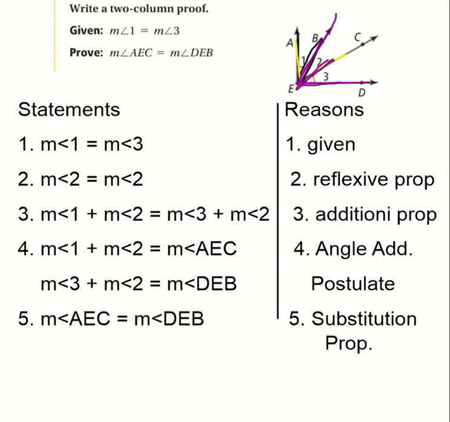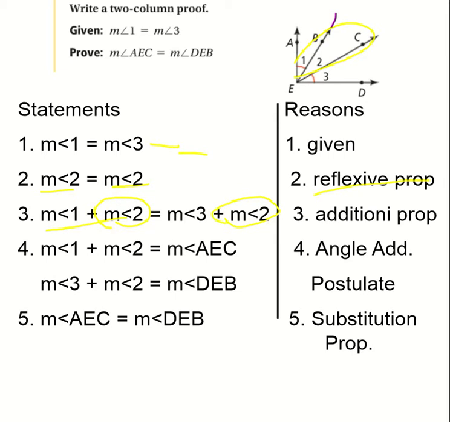So let's follow through it. We start off with the given statement they gave us that we knew was true. Our reason was that it was given. And then, well, we already knew a lot of information about angles 1 and 3, and so we just tried to tie in angle 2 in there somewhere. And so we said that, well, the measure of angle 2 is the same as the measure of angle 2 by the reflexive property. And then we use the addition property to say that the measure of angle 2 plus, we can add it to both sides because it's the same as itself.